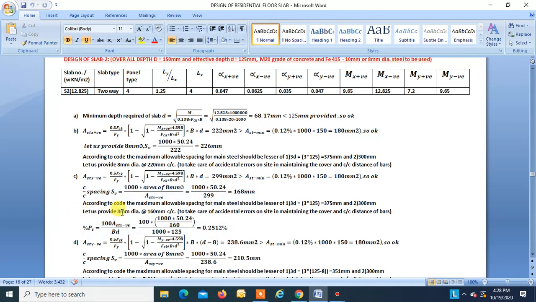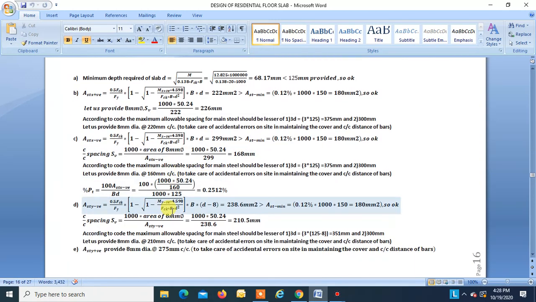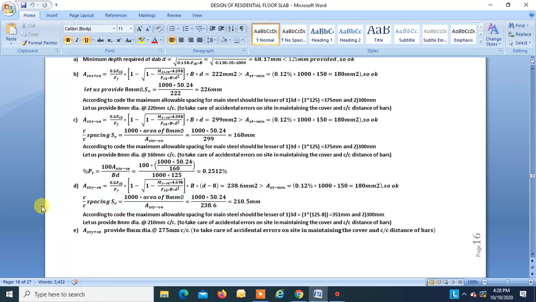Let us provide 8 dia about 160 center to center. Instead of 168, we provide 160 center to center. PT is found to be 0.2512, which we will be using for the one-way shear check. Now again, ASTY negative. Everything remains the same.